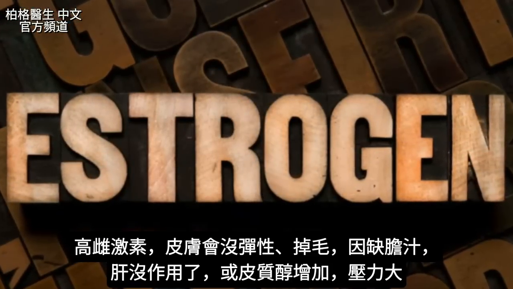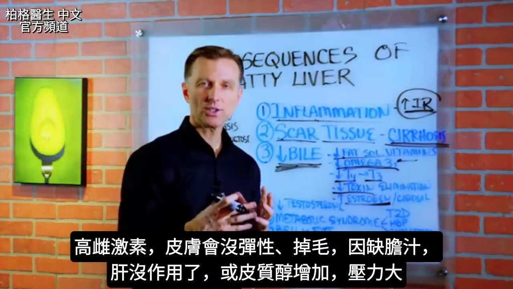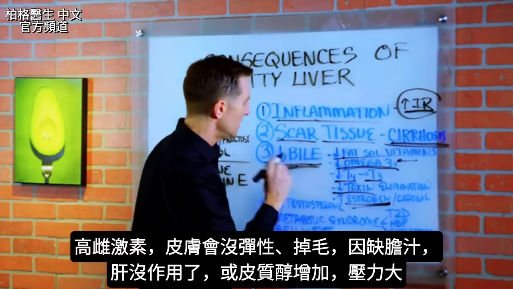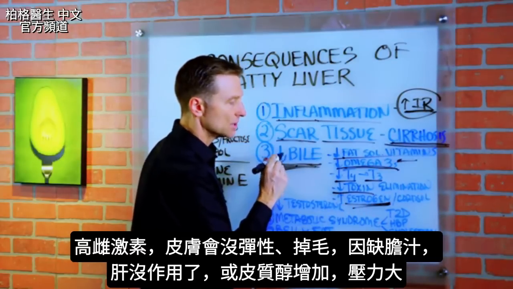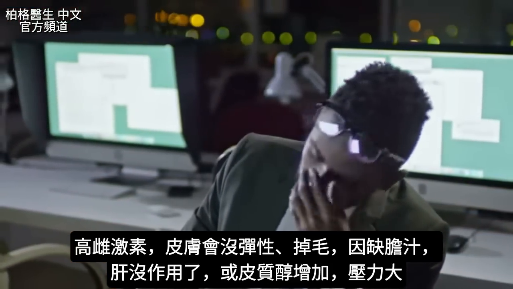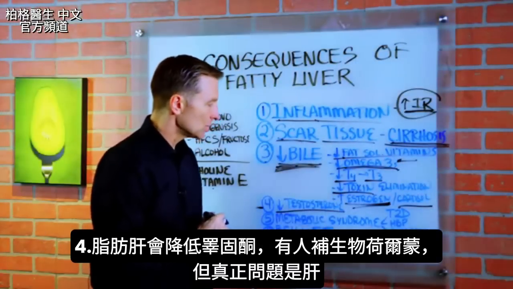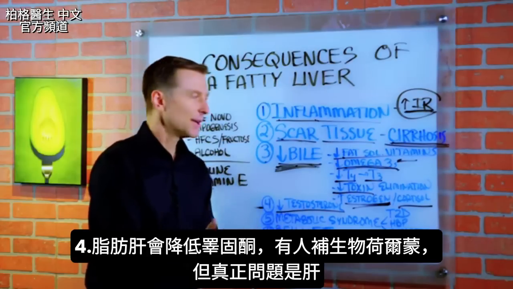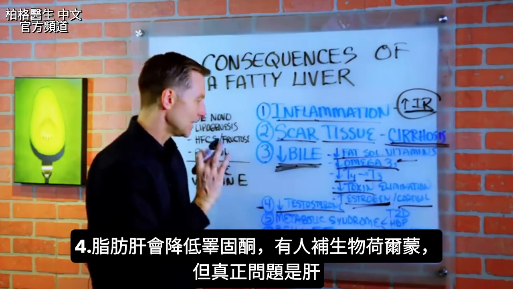So if you're holding more estrogen, you can start developing really soft skin and lose your body hair just from this alone. This is why right here, because the liver is losing function, or increasing cortisol and you're always stressed out. And number 4, a fatty liver will decrease testosterone. So some people take the bioidentical hormones, but the real problem is coming from the liver.